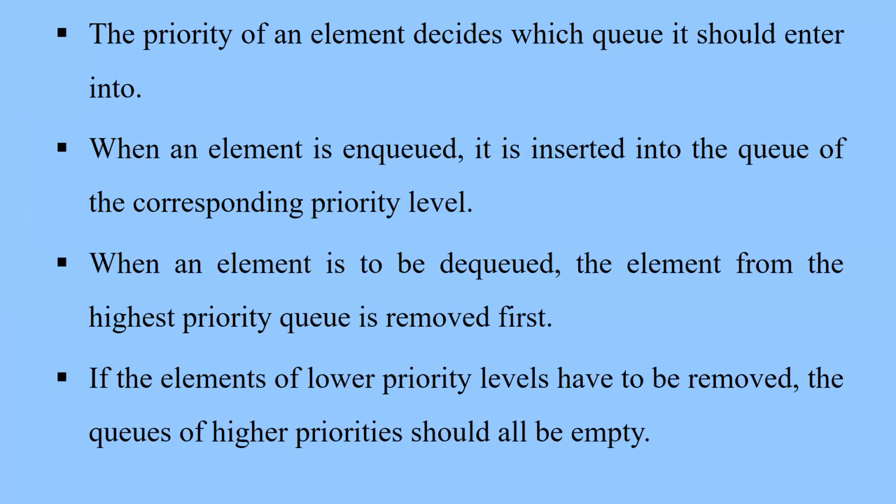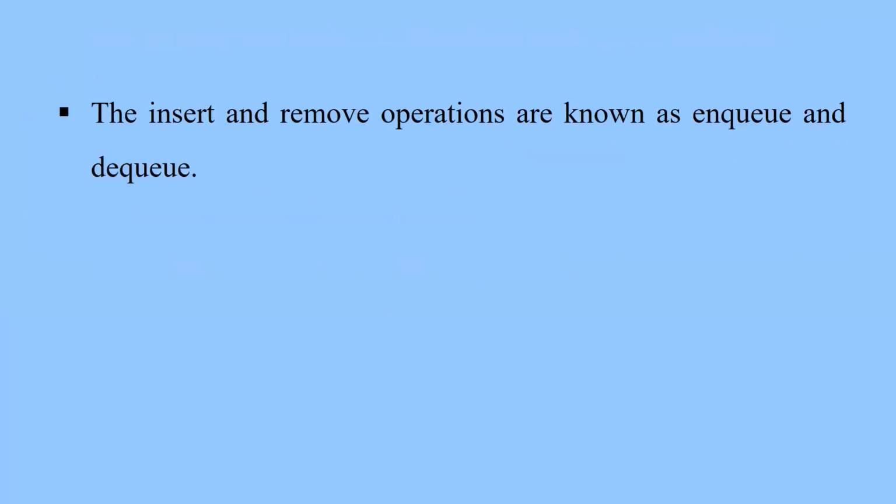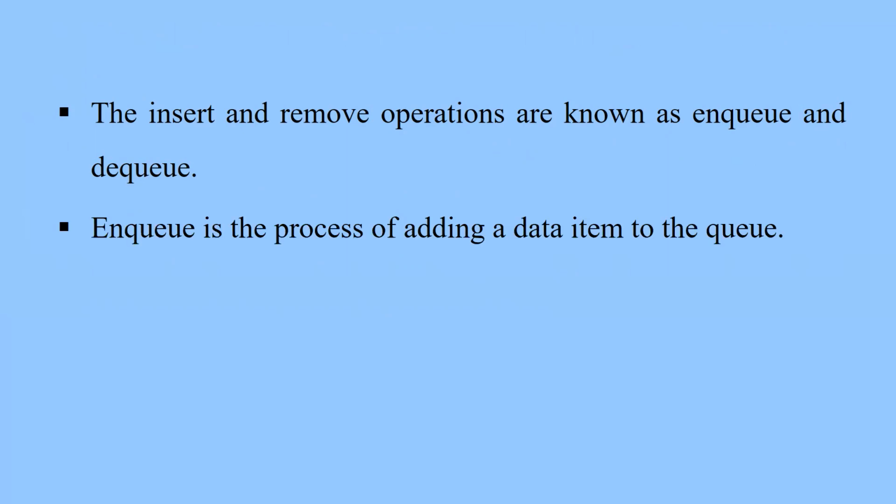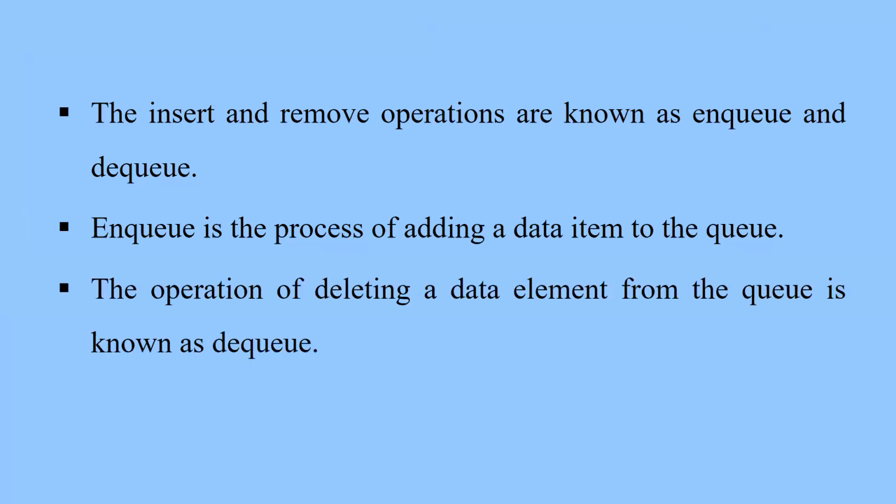If the elements of the lower priority levels have to be removed, then the queues of higher priorities should be emptied. The insert and remove operations are known as enqueue and dequeue. Enqueue is the process of adding a data item to the queue. The operation of deleting a data element from the queue, however, is known as dequeue. So enqueue is the process of adding a data item to the queue, while dequeue is the process of deleting or removing an element from the queue.